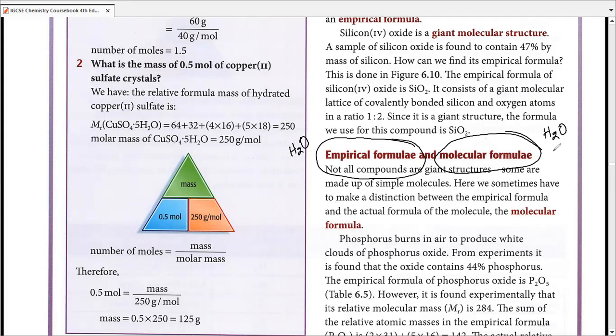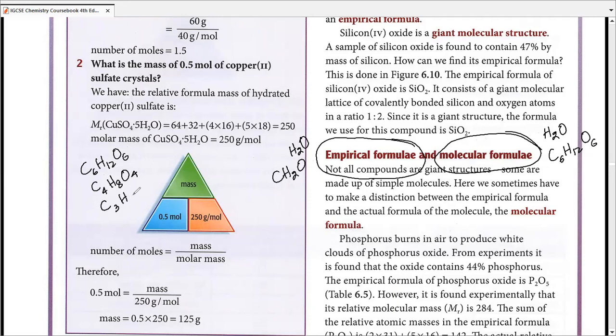For glucose, the molecular formula is C6H12O6. This time, since we can simplify it further, it would become CH2O for the empirical formula, since we're talking about a simplest whole number ratio. Now, let me tell you that C6H12O6 can be written like this. We can also write it as C4H8O4. We have simplified it a little bit more.